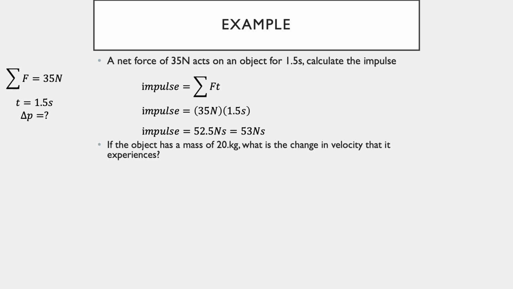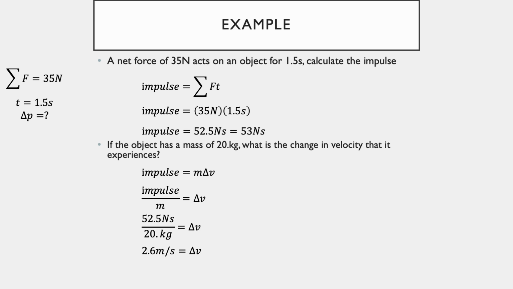Now, second part to this question: if the object has a mass of 20 kilograms, what is the change in velocity that it experiences? Now we know impulse is equal to mass times change in velocity. So if we rearrange this by dividing both sides by our mass, we get our impulse divided by mass as our change in velocity. Substitute our values in, and we get a change in velocity of 2.6 meters per second.